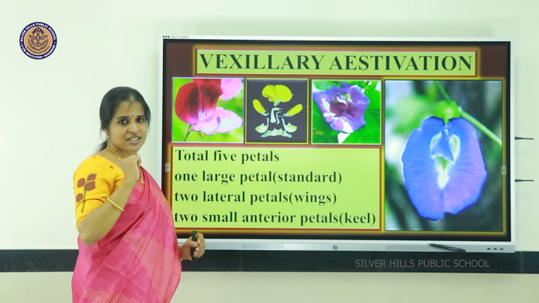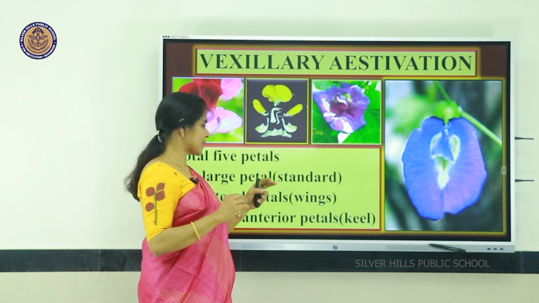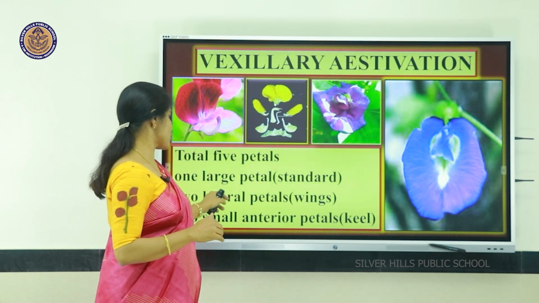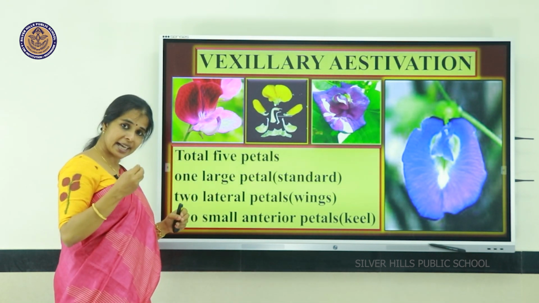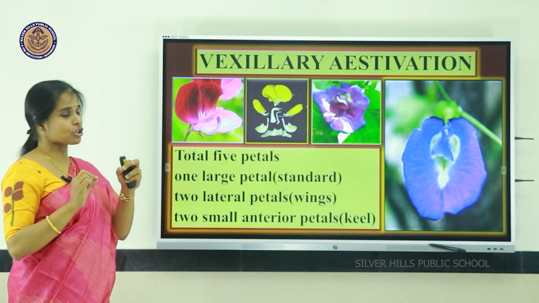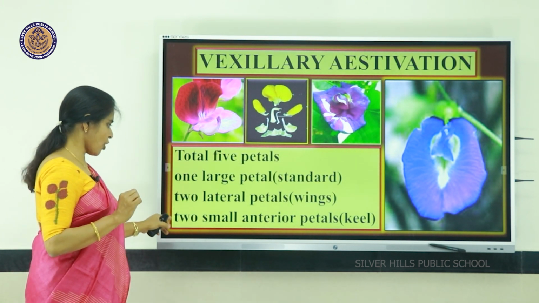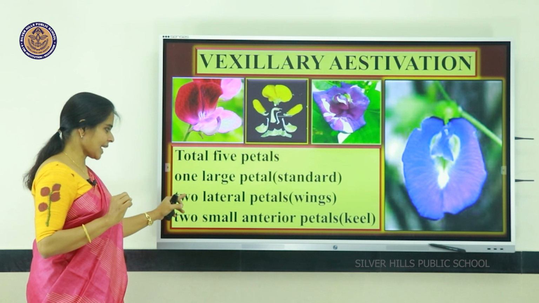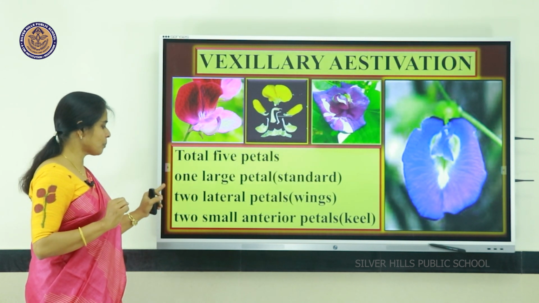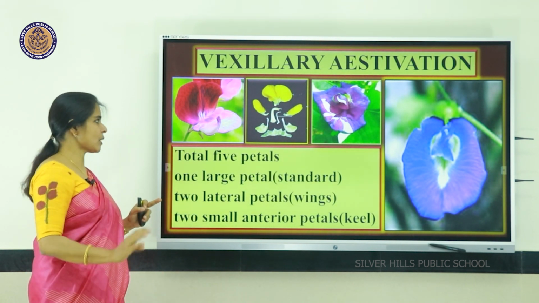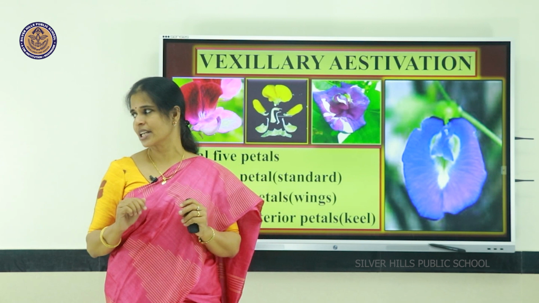So, even though 5 petals are present, it has one large petal, then 2 petals which are smaller than that single petal, known as lateral petals or wing petals, and the innermost part again has 2 petals, but they are fused together to form a keel shaped structure. So it has 2 small anterior petals, plus 2 lateral petals, plus 1 large petal, which is the standard petal: 2 plus 2 plus 1, total 5 petals in a particular arrangement. The petal size is also different, and they are arranged in a different manner.